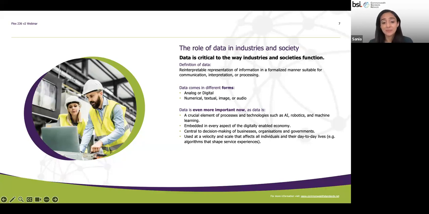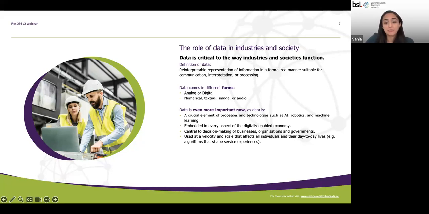But that said, it is even more important, like we said, because it is fueling things that are changing society and the way we live on a day-to-day basis. So AI, robotics, machine learning, it's at the core of that, which is why we need to make sure that data is inclusive because it has knock-on effects, which we'll come on to discuss. As I mentioned, it's embedded in the digital economy.